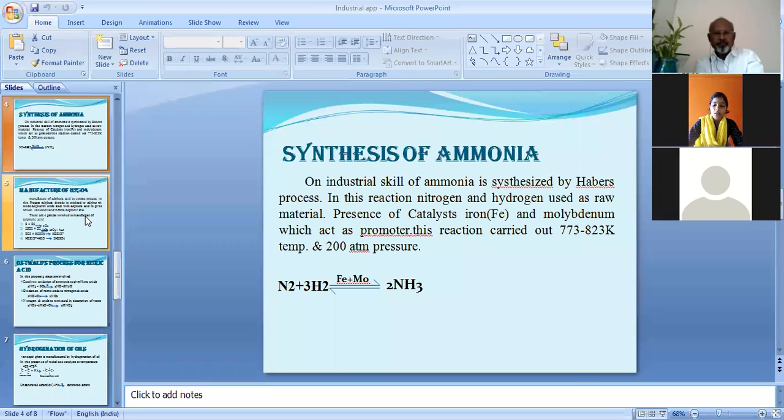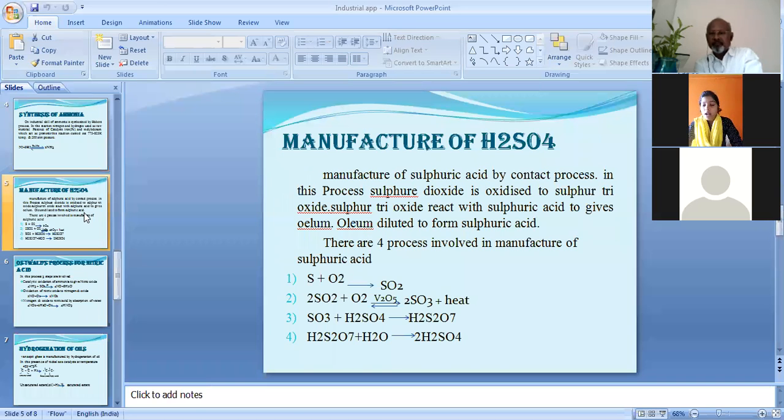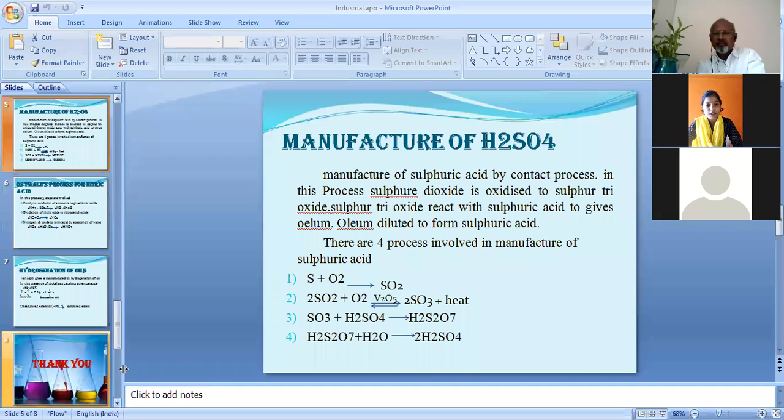In this reaction, 1 mole of nitrogen reacts with 3 moles of hydrogen in the presence of iron as catalyst, and molybdenum acts as a promoter. Promoter means it improves the performance of the reaction. It gives 2 moles of ammonia gas. It is a reversible reaction, and 92 kJ per mole of heat is released, so it is an exothermic reaction. The optimum conditions for the Haber process are a temperature of 450 degrees Celsius and a pressure of 200 atmospheres. Sir, back.